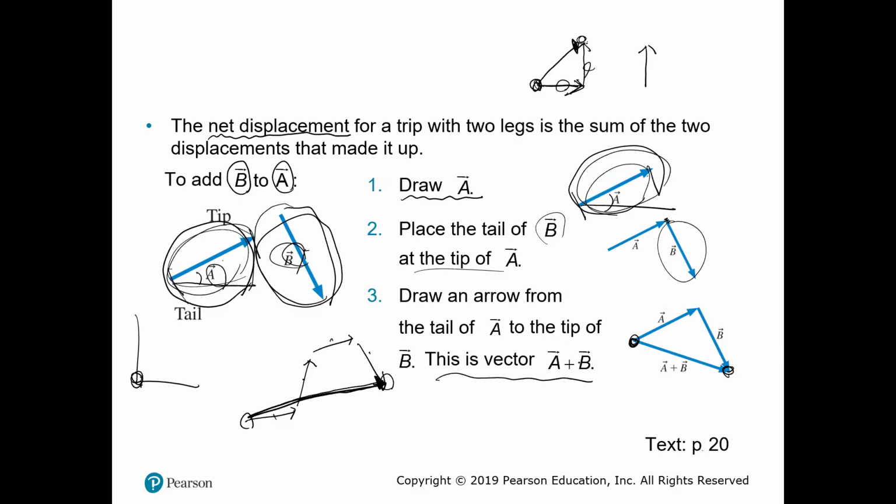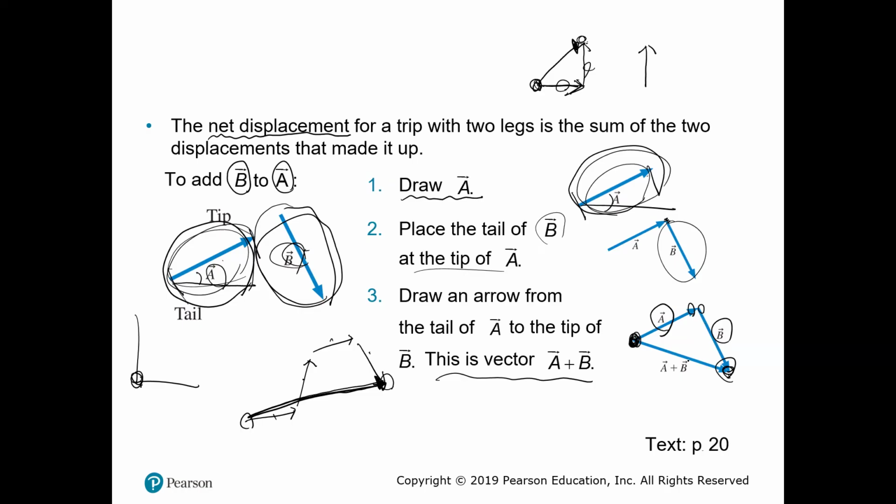So the way you add two vectors: draw the first vector, then draw the second vector head to tail, and then connect your initial tail to the final head. That's how you add the two vectors.